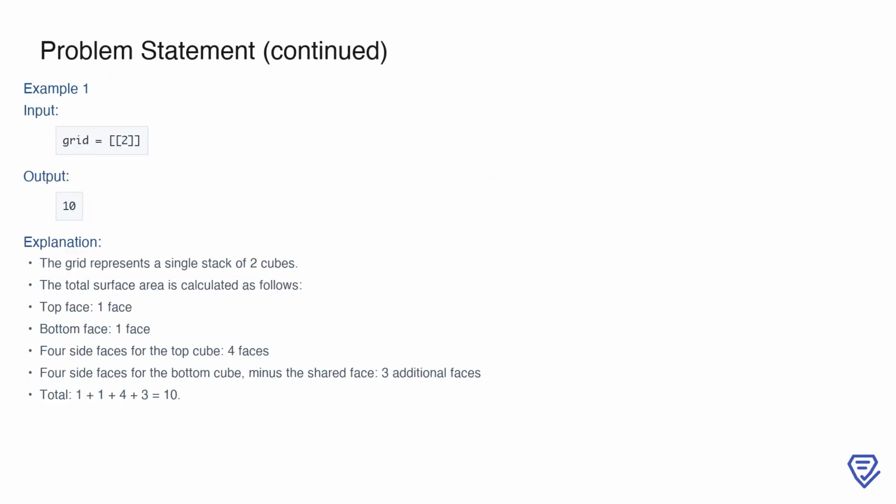In the first example, the input grid is a 1 by 1 grid with the value 2, meaning there are 2 cubes stacked in a single position. To calculate the surface area, we consider the top and bottom faces of the stack, which contribute 1 face each. Then, for the side faces, the top cube has 4 exposed sides. The bottom cube also has 4 sides, but one of these is shared with the top cube, so only 3 of its sides are visible. Adding these together, we get 1 for the top face, 1 for the bottom face, 4 for the top cube sides, and 3 for the bottom cube sides, giving a total of 10. This is the surface area of the 3D shape represented by this grid.